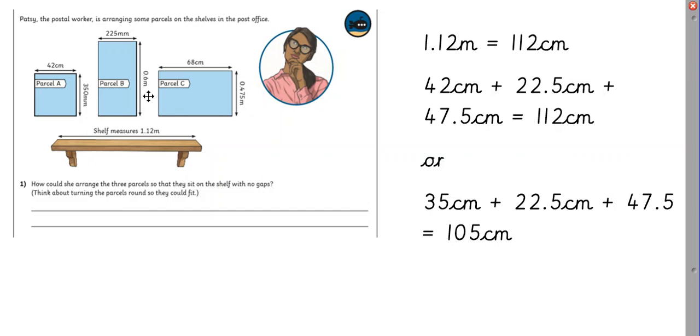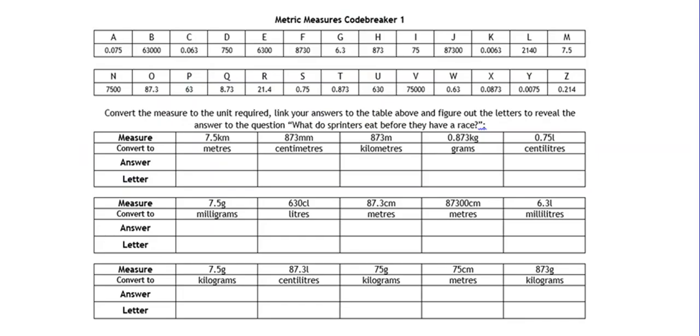Or you could have 35 centimetres, which is this 350 millimetres, add 22.5 centimetres, which is this 225 millimetres, add 47.5, which again is this 0.475 metres, which equals 105 centimetres. Well done if you got one of those options.